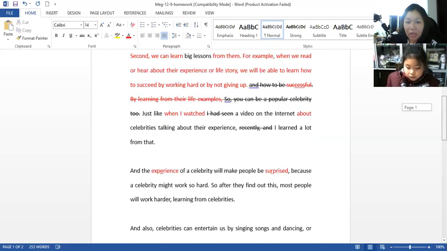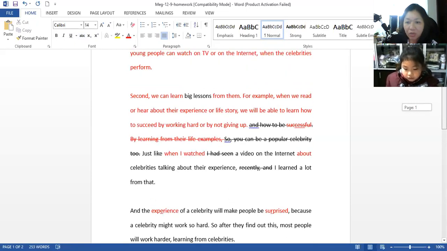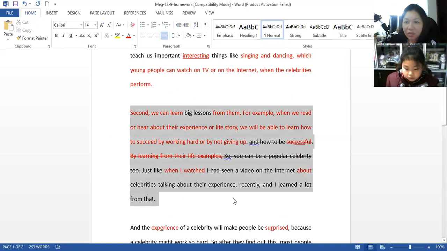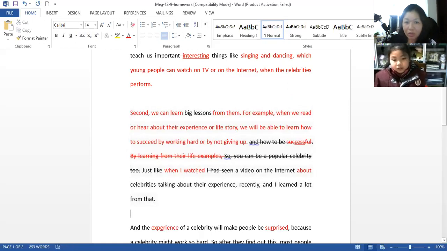Okay, can you read the second paragraph? Second, we can learn big lessons from them. For example, when we read or hear about their experience or life story, we will be able to learn how to succeed by working hard or by not giving up. Just like when I watched a video on the internet about celebrities talking about their experience, and I learned a lot from that. Okay, very good.